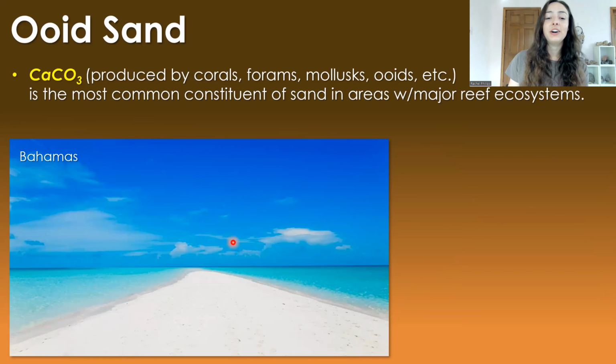Now moving to kind of the opposite end of the spectrum in terms of color, and that is to ooid sand. Now, ooid sand is that first category of carbonate sand I talked about. Calcium carbonate is the main constituent of carbonate sand. It basically is produced by corals and coral skeletons, forams and foram skeletons or tests, mollusks and mollusk shells, and what we call ooids. And this carbonate mineral is the most common constituent of sands in areas that have major reef ecosystems, because that's where all of these organisms are producing the carbonate.